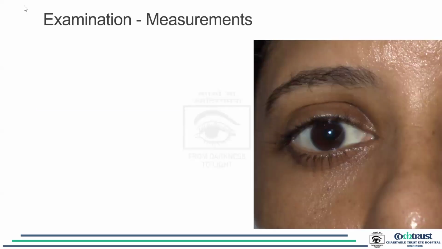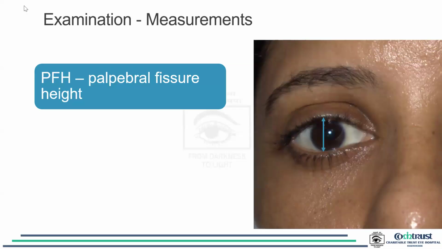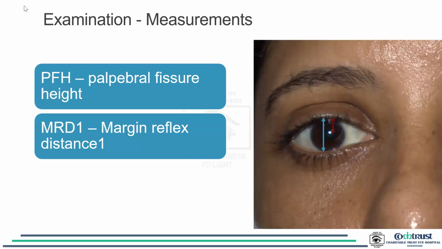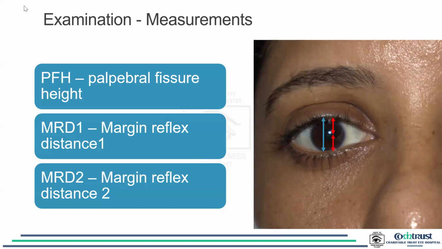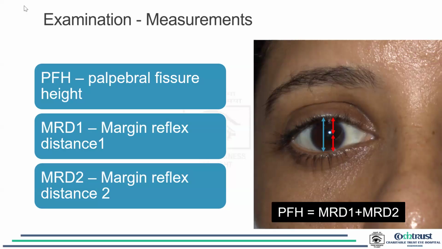Now let's take a closer look. Palpebral fissure height basically refers to the distance between the upper lid margin and the lower lid margin. And on shining the torch at the eye, you can see that the measure of the distance from the upper lid margin to the pupillary reflex will give you the marginal reflex distance, which is important in the measurement of ptosis. And the remaining from the pupillary reflex to the lower lid margin will give you MRD2. Please note, palpebral fissure height is a sum of these two.